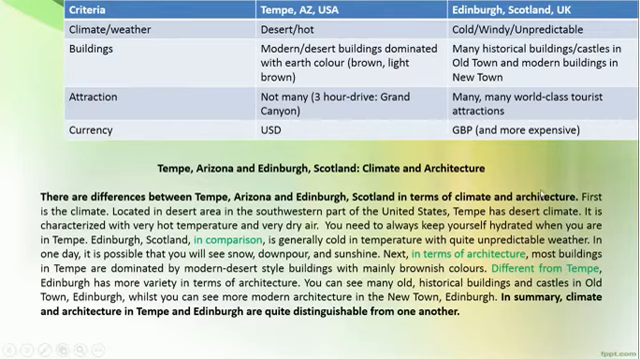I want you to pay attention to the sentences in bold. As we can see, here is the topic sentence. There are differences between Tempe, Arizona and Edinburgh, Scotland in terms of climate and architecture. In the Indonesian language, the word in terms of means dalam hal. So in terms of is very important when you are comparing and contrasting with certain criteria.